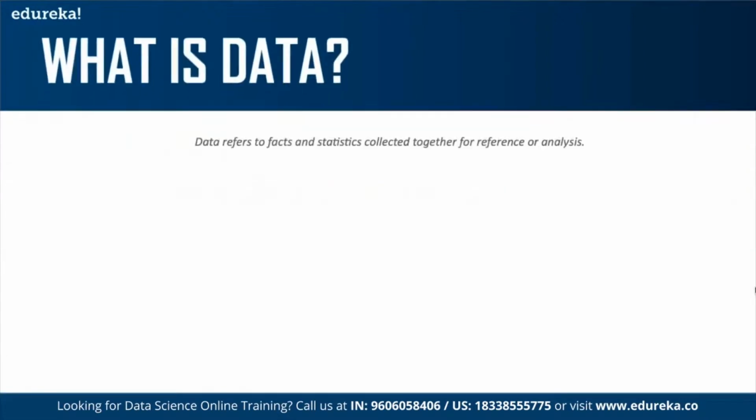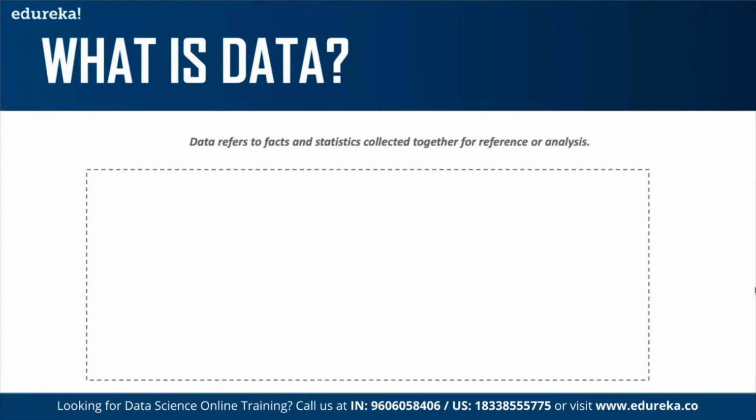First of all, let's understand what exactly data is. Data simply refers to facts and statistics collected together for reference or analysis. Data can be in different formats. Data can originate from different sources, and in different frequencies and varieties. So data can be from any source and in any format possible.